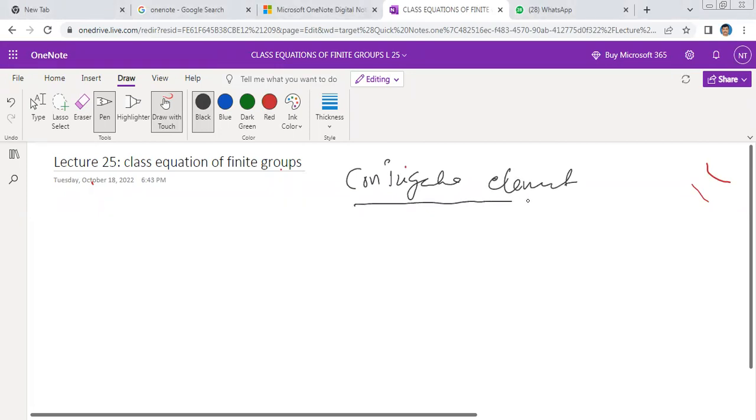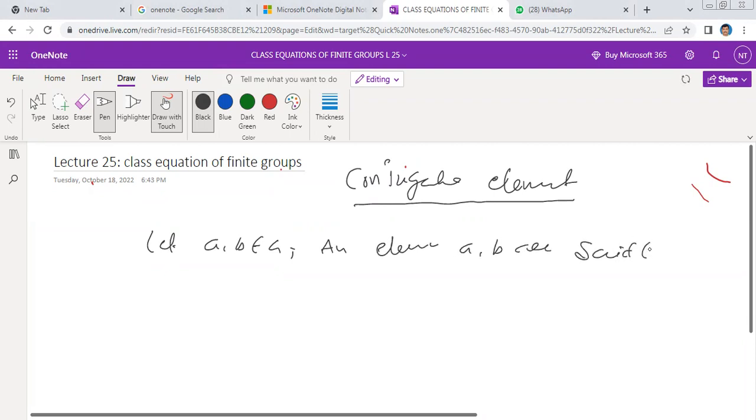Conjugate element. Suppose my group is G. I'm taking two elements A, B in G. The elements A and B are said to be conjugate, that is, A is conjugate to B, if there exists an element X belonging to the same group G such that B is equal to X inverse A X.